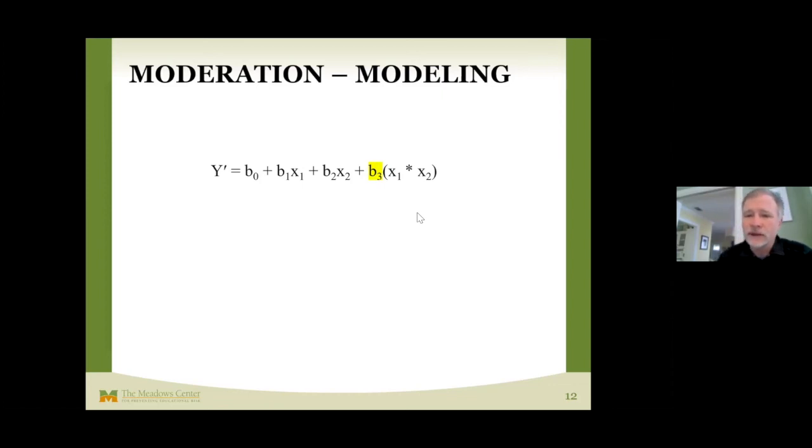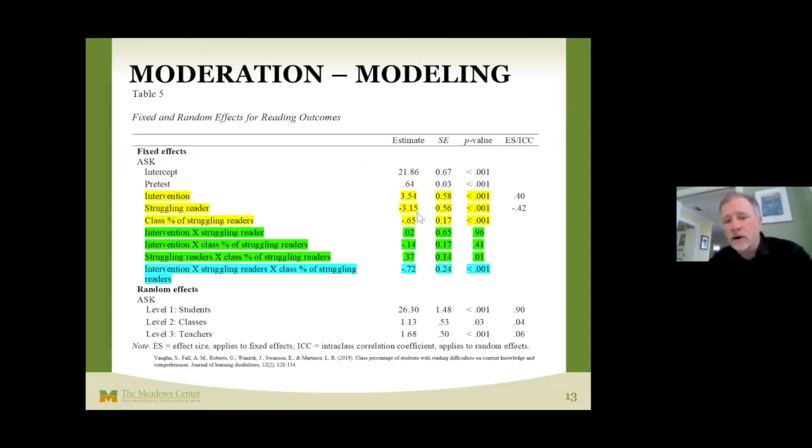So for instance, this is an article that we did in 2019 where we looked at class percentage of students with reading difficulties on content knowledge. And we examined the efficacy of a content acquisition and reading comprehension treatment. It was implemented in 8th grade social studies classrooms. We used a within teacher randomized control design so that each teacher was teaching both the treatment and the BAU condition. We had 18 8th grade social studies teachers. They were randomly assigned to treatment.